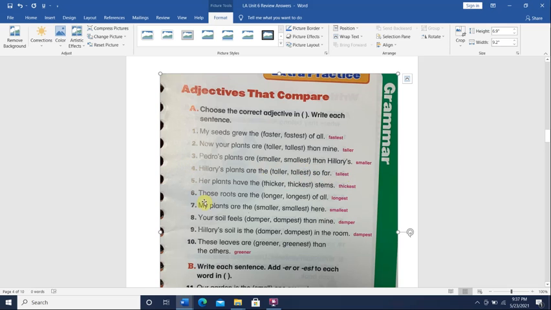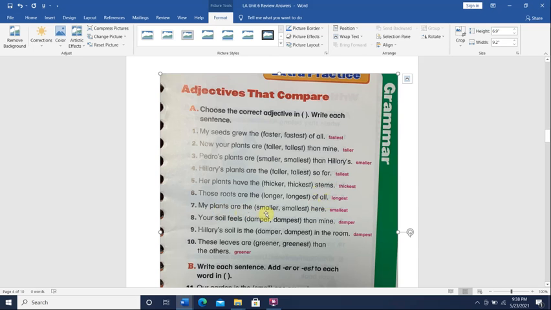Okay, and here. Number 5. Her plants have the thicker or thickest stems. Since you didn't see anything else you're comparing, like another plant, it's comparing the plants to the others. Have the thickest stems. And plus, you don't see the word than after it. So you know you're comparing this plant to all the other plants. These roots are the longest of all. Why longest? You see the word all. So I'm comparing these roots to all the other roots.